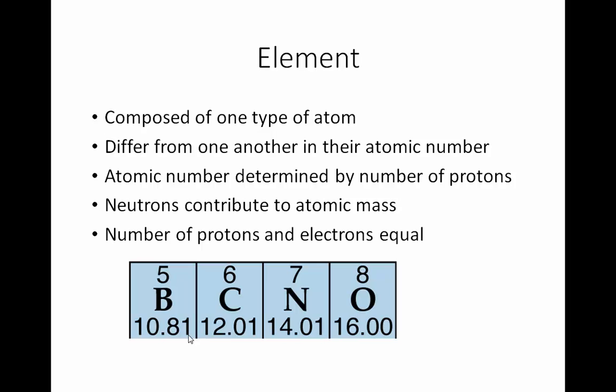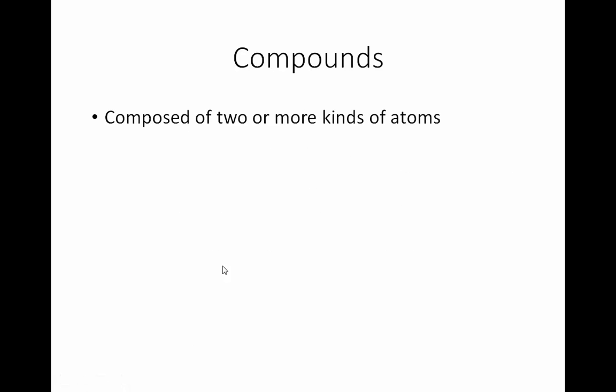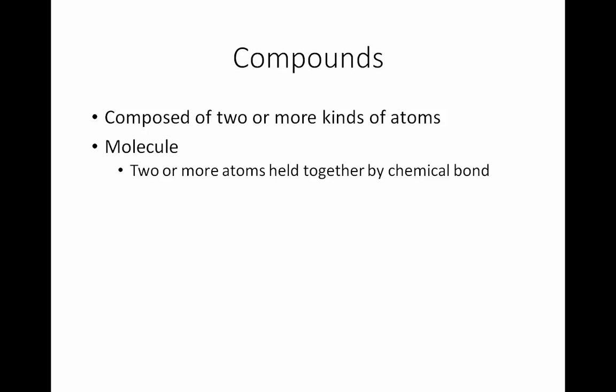So the number of protons and the number of electrons are equal. Carbon has 6 protons and 6 electrons. Compounds are composed of 2 or more kinds of atoms, and most of what we deal with in life are compounds. Now, molecules get a little tricky.